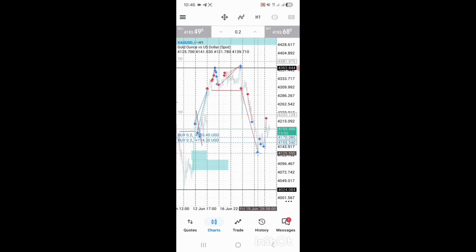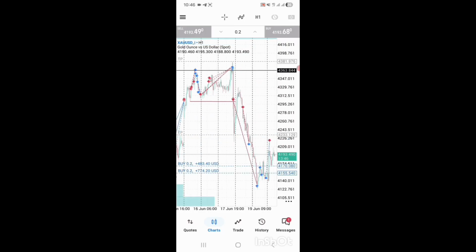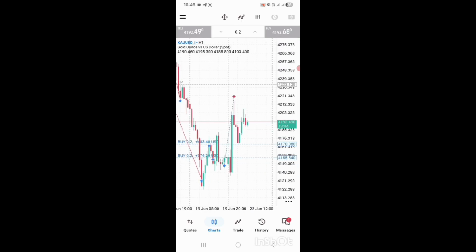These last ones is where I took the last take profit for these sells. These are the buys that are currently running. Let me not confuse myself. These buys here, it's these ones that are currently running, of which this one has already taken out the TP. So let's wait and see where it goes.